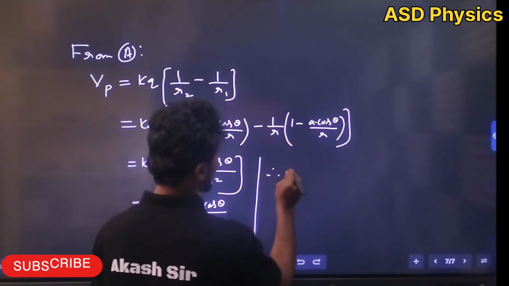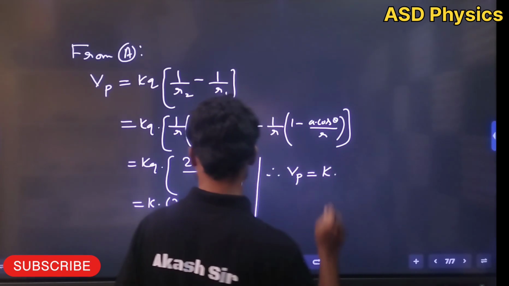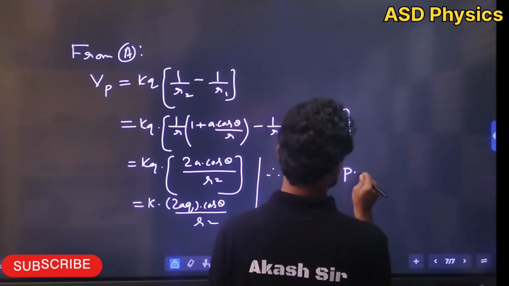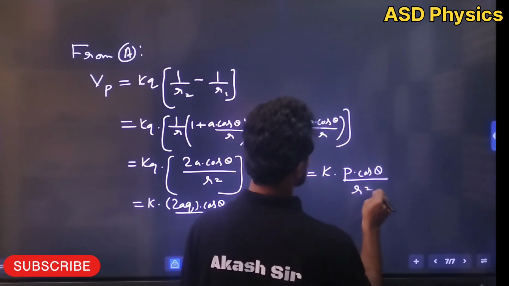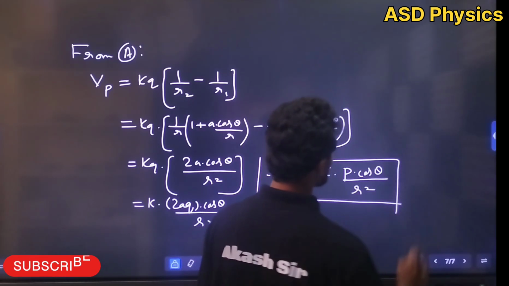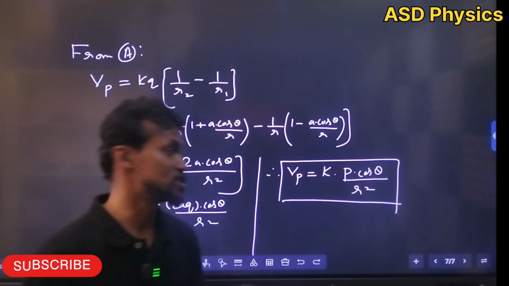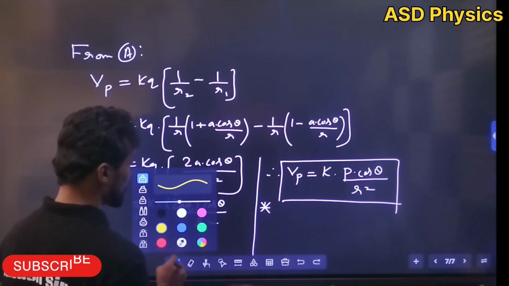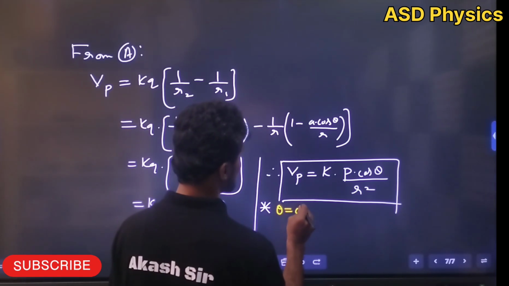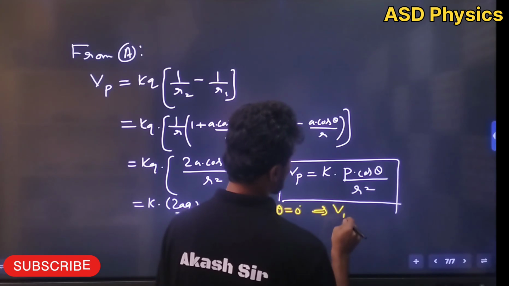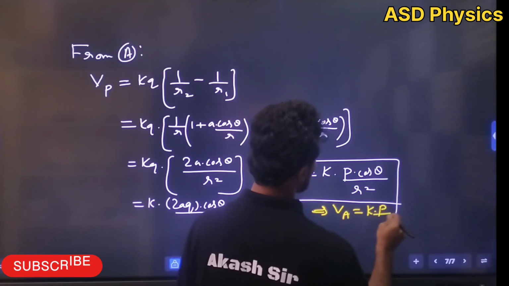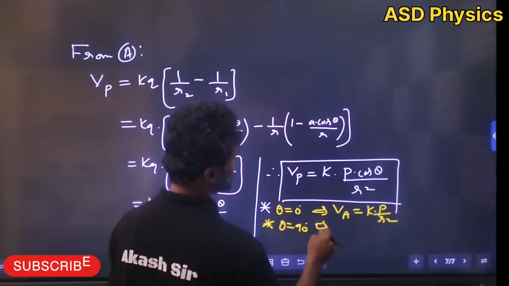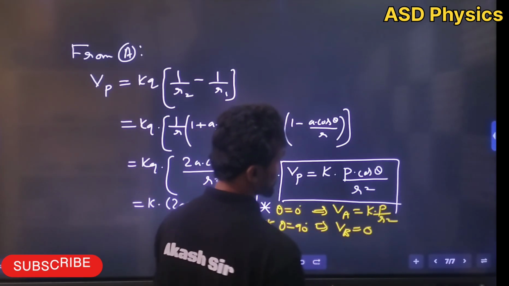That means the overall formula at the general point comes K into, what is this, this is the dipole moment, so K into P cos theta by R square. Theta is the angle between the dipole moment and the position vector. Students, if we are doing it on the axial point, theta will be 0 degree, and the potential will come K into P by R square. Similarly, on the equatorial point, theta will be 90 degree and the potential will come 0.